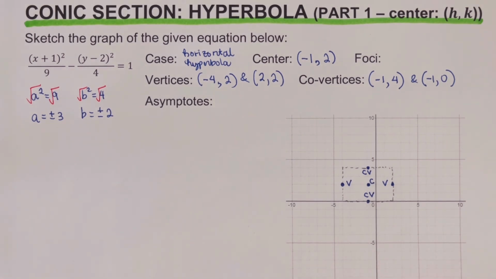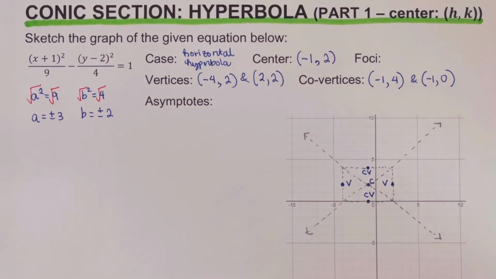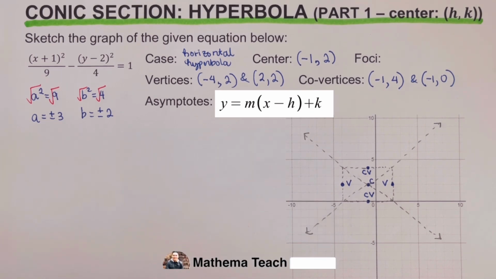So we created the rectangle. Now the next step that we are going to do is to sketch the asymptotes. The asymptotes are the 2 lines that pass through the corners of the rectangle, passing through the center. So I'm going to go ahead and draw the first asymptote right here. Now we remember that the equation for an asymptote for a hyperbola that has a center of (h, k) is given by y equals slope times (x minus h) plus k.